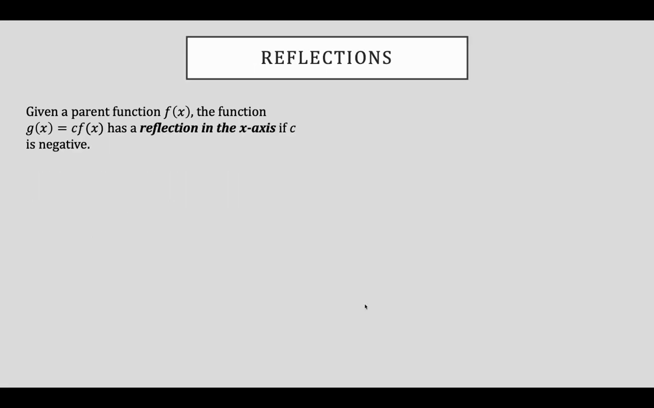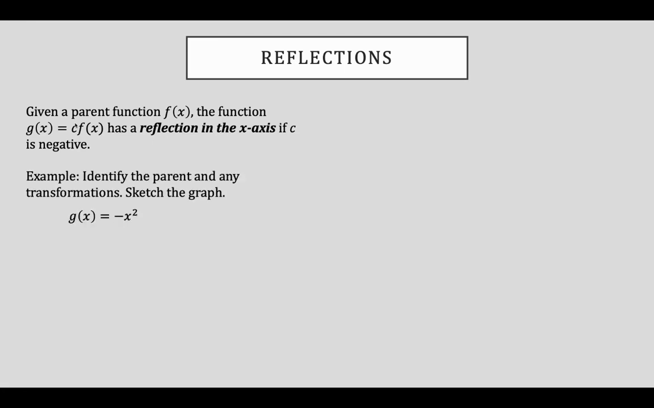All right, we have 2 more transformations to talk about. Reflections. Given a parent function f of x, the function g of x equals c times f of x has a reflection in the x-axis if c is negative. Now, you might recall, c had another job as well. This constant multiple in front of the parent function also determined our vertical stretches and vertical shrinks. Well, if c is negative, that causes a reflection in the x-axis.